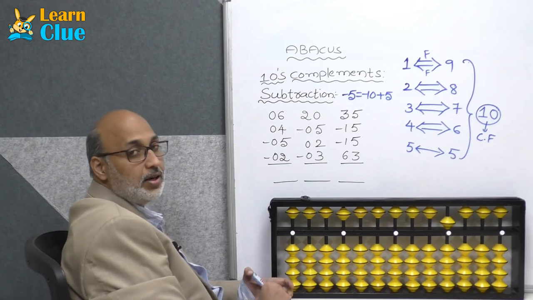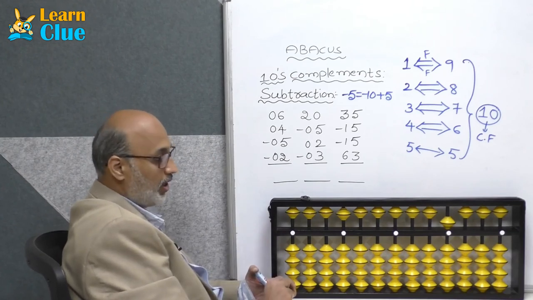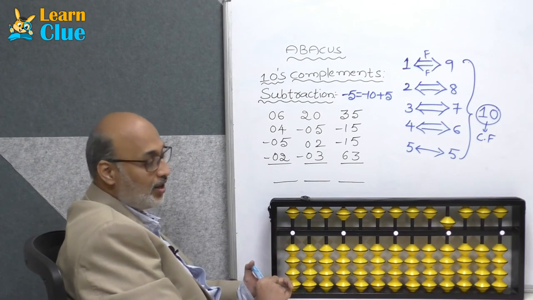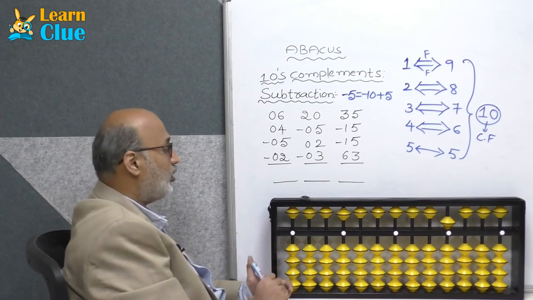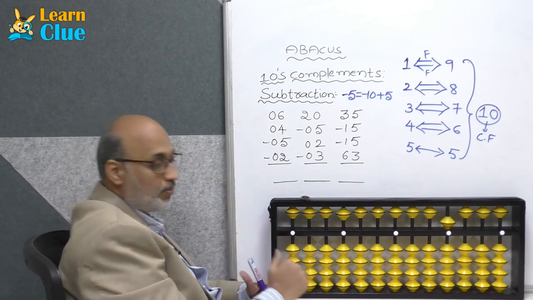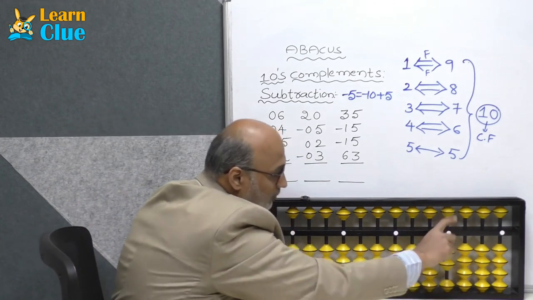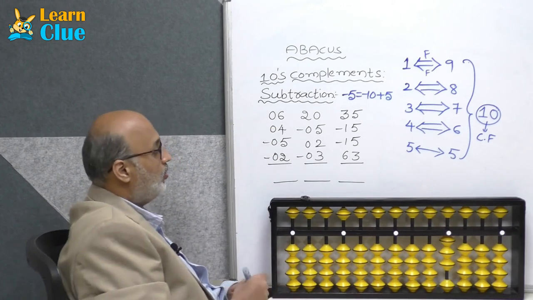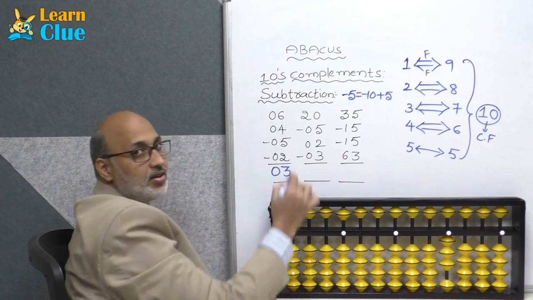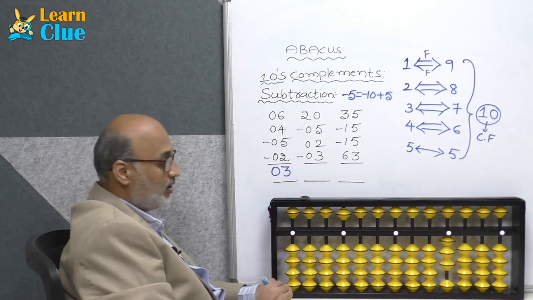Now they are asking minus 2. Let's try in 5's complements. What is the technique of minus 2 in 5's complements? It is nothing but plus 3 minus 5. Now what is the answer? Answer is 3.